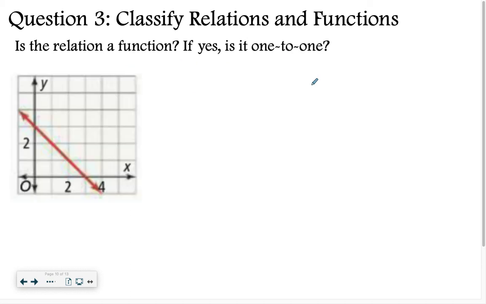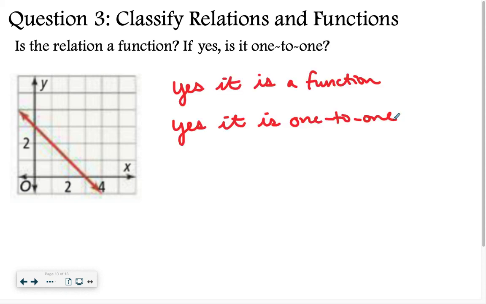All right, I want you to look at this graph now and determine, is this relation a function and is this one-to-one? Good luck. All right, for this example, hopefully you ended up with yes, it is a function, and yes, it is one-to-one.